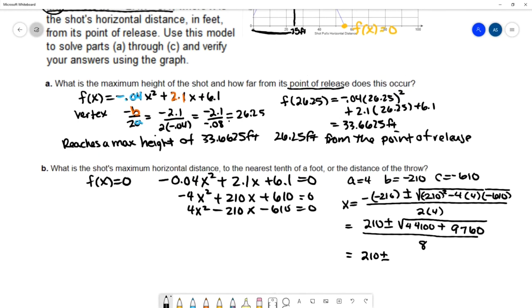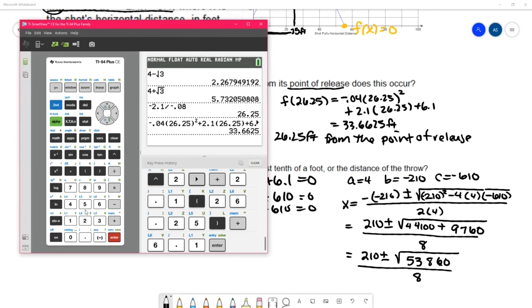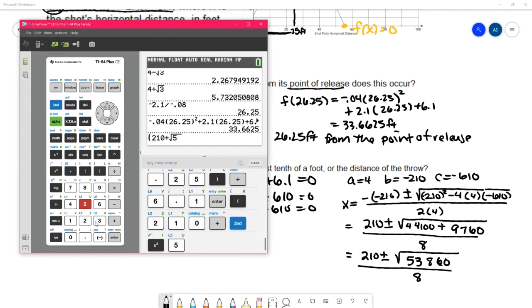So I have 210 plus or minus the square root of 44,100 plus 9,760, and that gives 53,860, over 8. Because these numbers are not very nice, let's go ahead and use our calculator to simplify. So I'm going to do 210 plus the square root of 53,860, divided by 8.